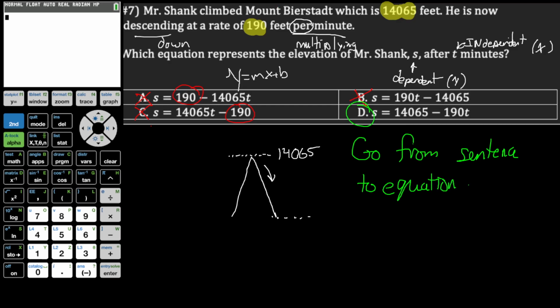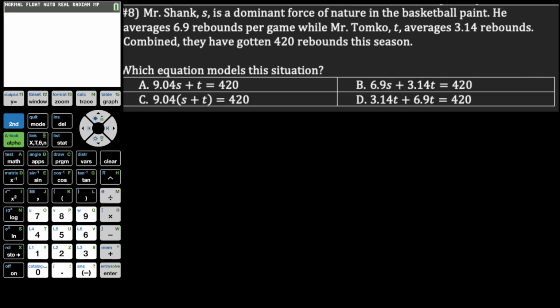Alrighty. Moving on to the next one, numero ocho. It says Mr. Shank S is a dominant force of nature in that basketball paint. He averages about 6.9 rebounds per game, while Mr. Taco T averages about 3.14 rebounds. Combined, they have gotten 420 rebounds this season. Which equation models this situation?